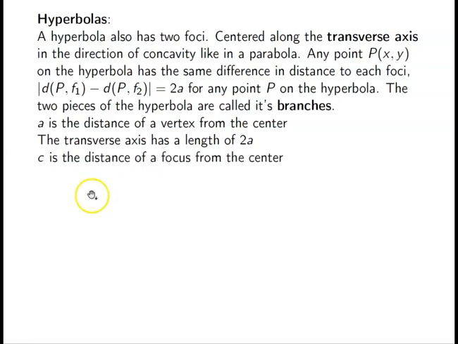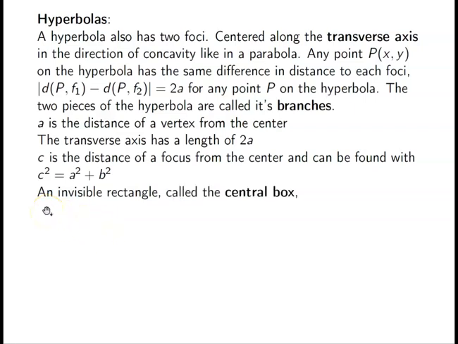Okay. c is the distance from the center to the focus, not from the vertex to the focus, right? From the center. And we can find it with c squared equals a squared plus b squared. So instead of subtracting, we're using the sum of these in order to find that value of c.